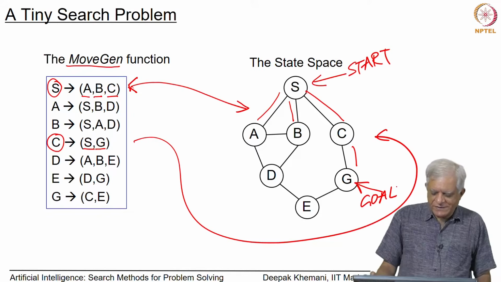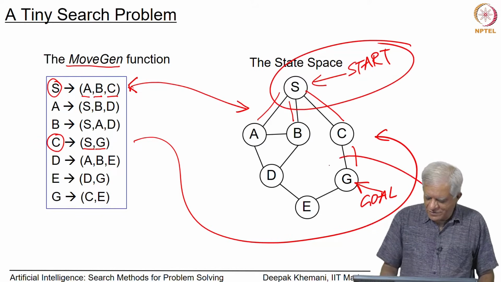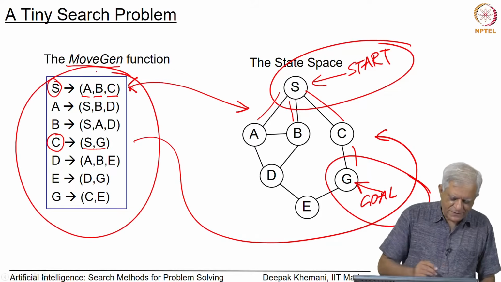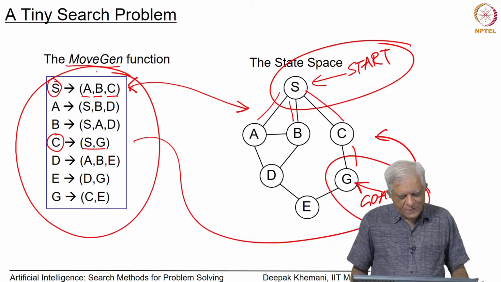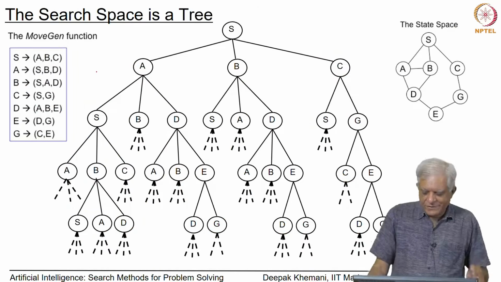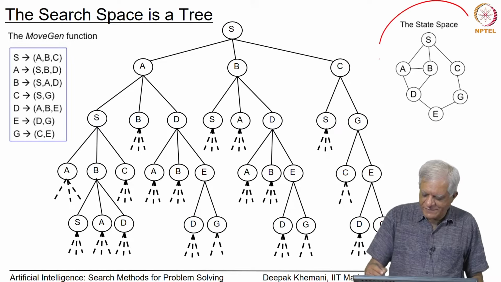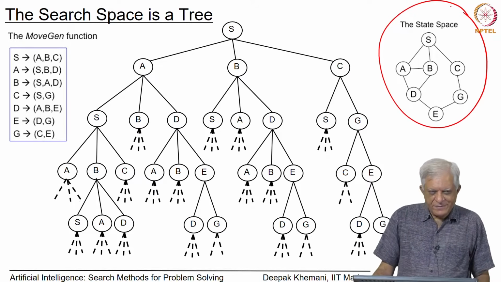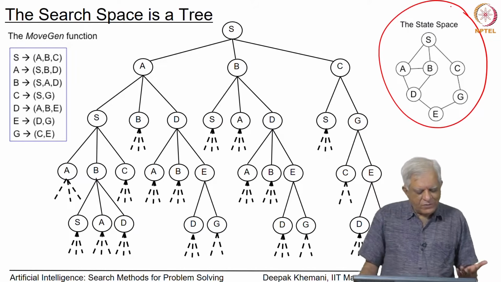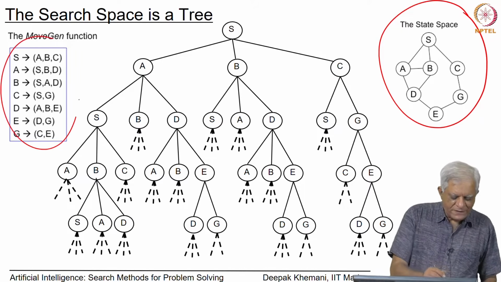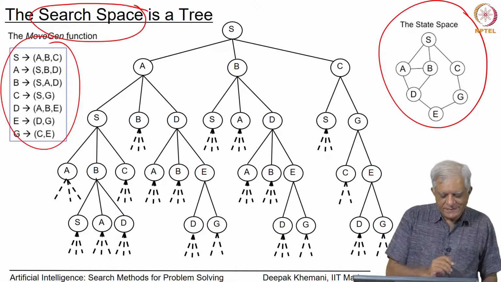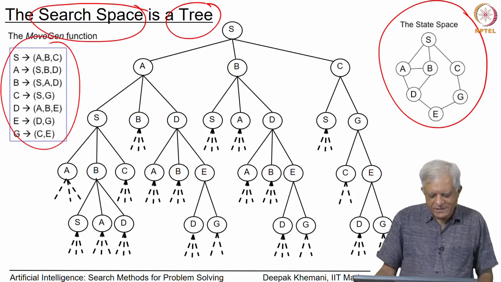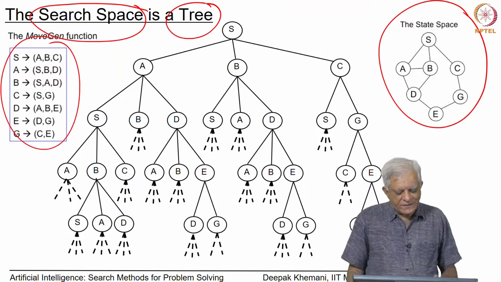So, what is given to you? You are given the start state, you are given the goal state, and you are given the moveGen function, and the moveGen function implicitly will generate the graph. Our task is to find a path from the start state to the goal state. The state space is a graph as we have seen, but we are going to look at algorithms which use the moveGen function to explore that space, and in the process they will generate what is called the search space, and the search space is generally a tree, a tree of choices that you can make.